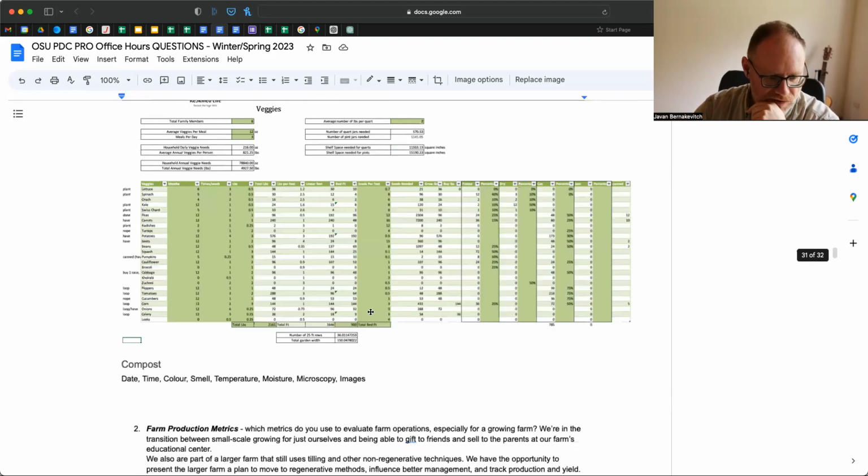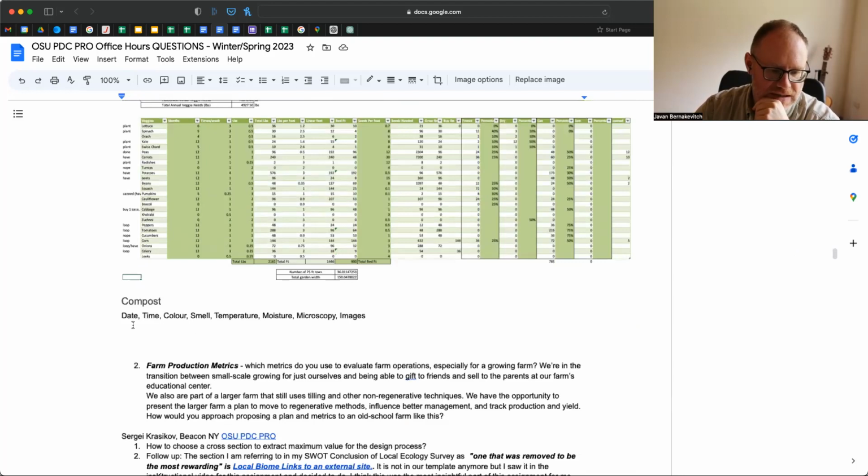For compost, there's just a few things you want to know, things like date, time. So what's the date? What's the time? What's the color of the compost? Smell, temperature with a compost thermometer, moisture, which you check by hand feel. Generally, compost should never yield any more than a drop or two of water when you squeeze it, and it should usually feel like moist cake. If you work with a microscope, there might be a microscopy test, so you might be taking a quantitative or a qualitative assay of that. And then usually you're taking images of it.